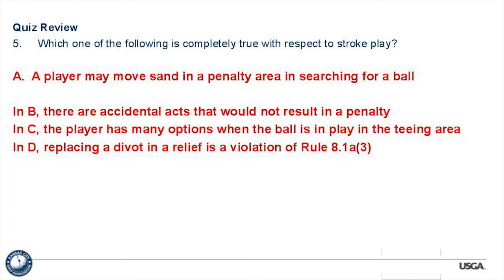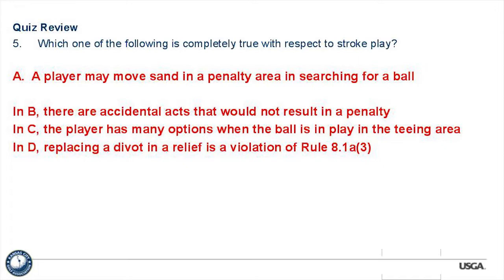We know that's true. Okay, no problem there. So the other ones are not true. Why are they not true? They're accidental acts that would not result in a penalty under B. So improving the conditions that affect the stroke can happen as long as it's not done on purpose or deliberately.